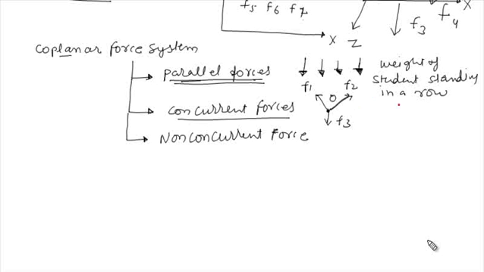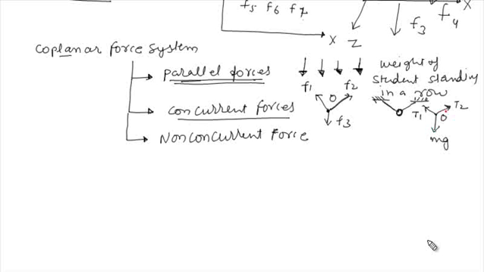Suppose we take the example of an electric bulb hanging in this manner. It is an example of coplanar concurrent forces, because the forces acting on the electric bulb are mg and, from the rope, tensions T1 and T2. All these forces, T1, T2 and mg, pass through a point O. So we can say that it is a coplanar concurrent force system.